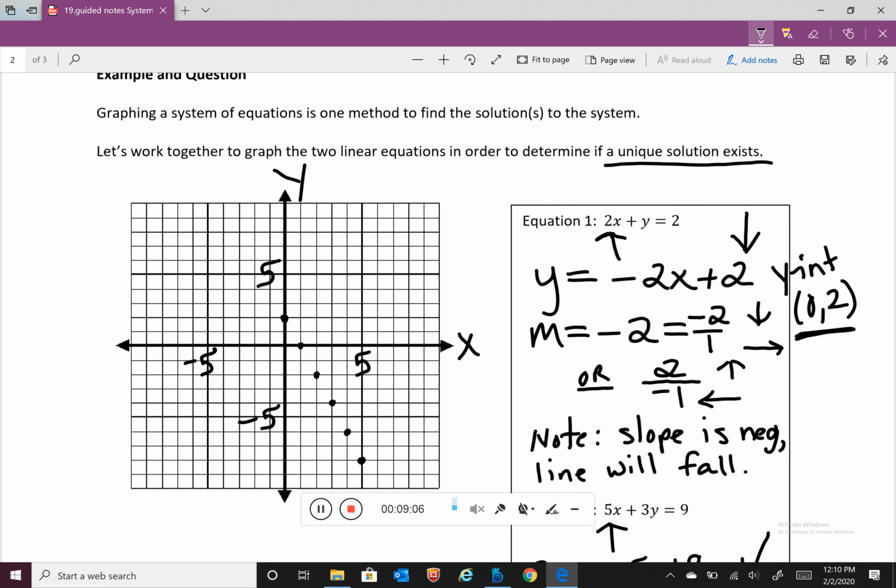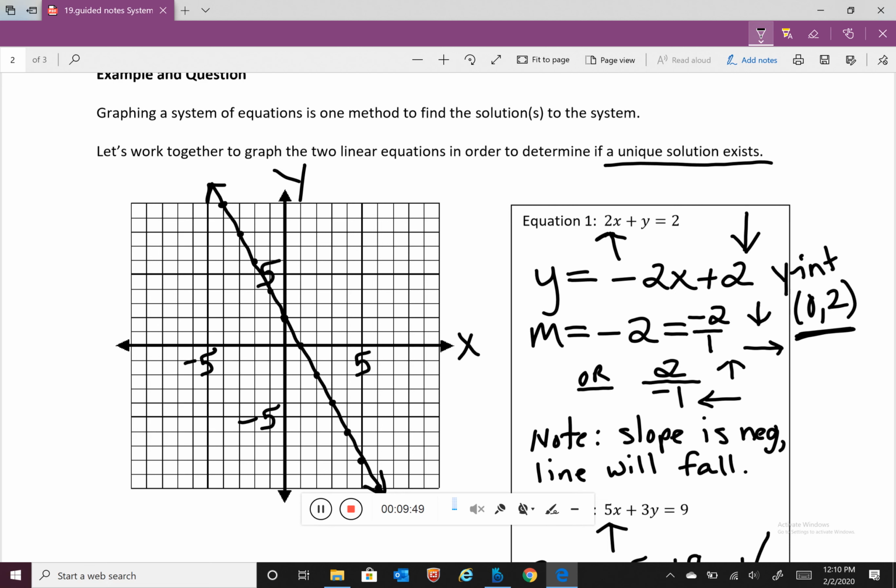Now eventually I'm going to run out of space on this grid, this Cartesian system. But remember, I could also go up 2 and to the left 1. And do you notice that all of the points lie on the same line? They are collinear. Now I'm going to take a straight edge, lay it very carefully on all of these points. I'm taking my time. And then I'm going to join these points. Use an arrow on each end, and then graph the next line.